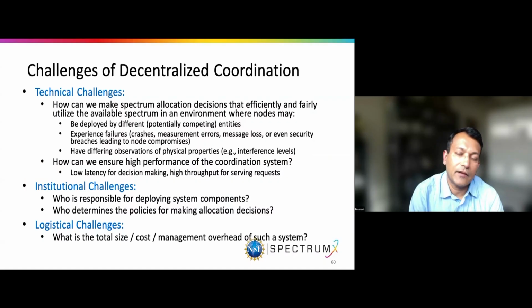So this coordination problem is fairly complicated, and we are addressing only a small piece of it in this seed project. The technical challenges range from how best we can make spectrum allocation decisions, how can we ensure high performance, what are the institutional challenges, and what are the logistical challenges. But our goal in this project is to look at the sub-bullets in the first technical challenge, which is these coordination organizations or infrastructures that could potentially be deployed by competing entities.